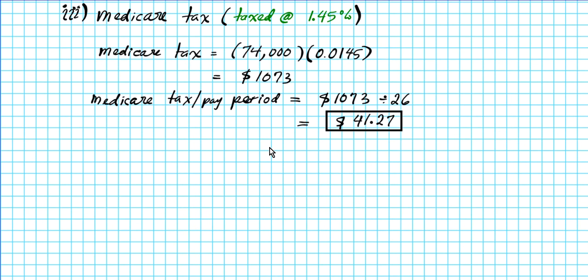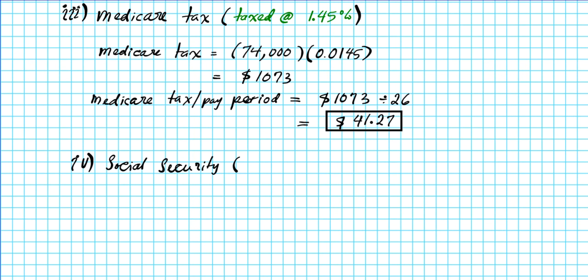Now let's proceed to our fourth deduction, and this is the Social Security tax. Okay? Based on her earnings, her Social Security tax will be a 6.2% rate. Okay?